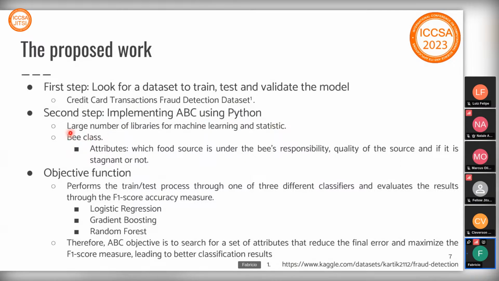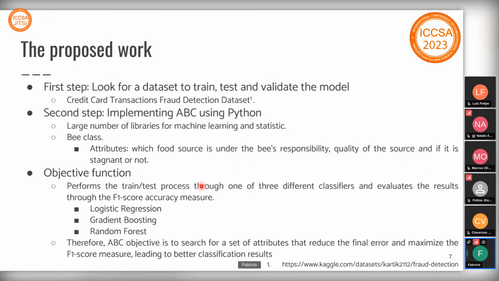They chose to use Python because it has a large number of libraries for machine learning, for statistics, and so on. They created the B class, whose attributes were the food source, the quality of the source, and whether it is stagnant or not.